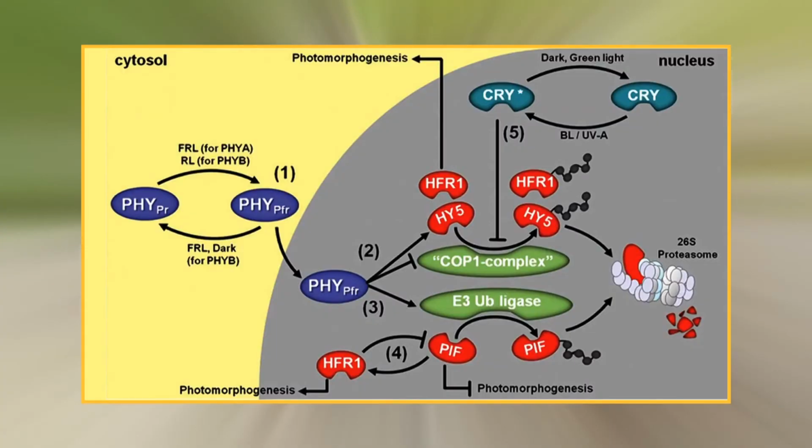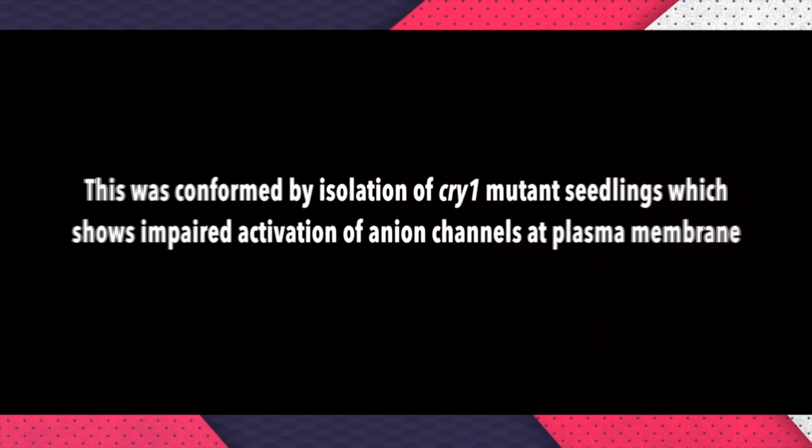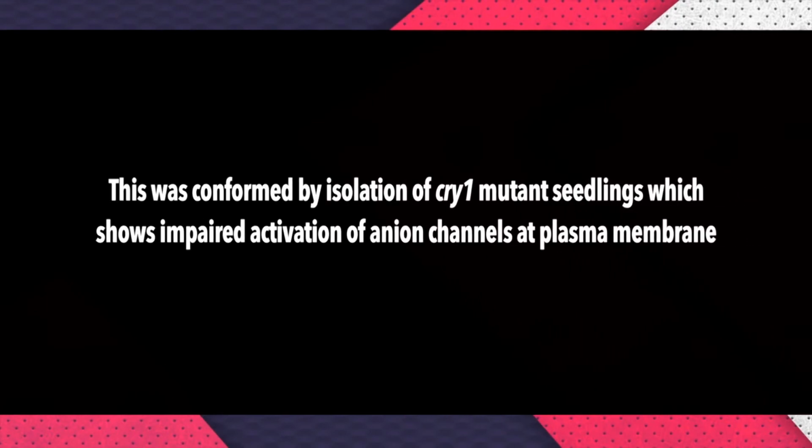Cryptochromes mainly accumulate in the nucleus, but some of the cryptochrome mediated action in response to blue light also occurs in the cytoplasm. This was confirmed by the isolation of Cry1 mutant seedlings, which showed impaired activation of anion channels at the plasma membrane. Of the two domains of cryptochrome, the carboxy-terminal domain plays a role in the function and regulation of both animal and plant cryptochromes.